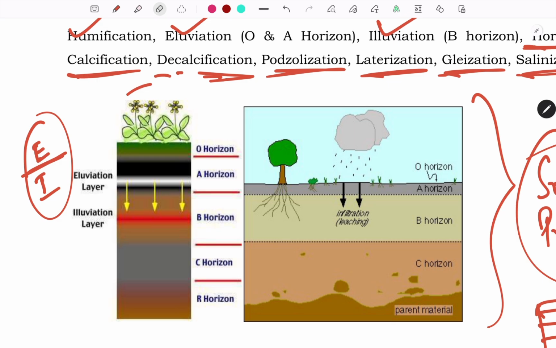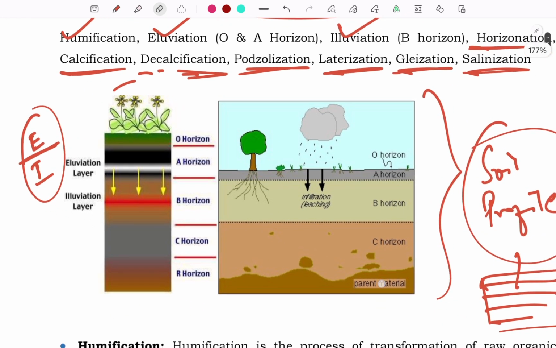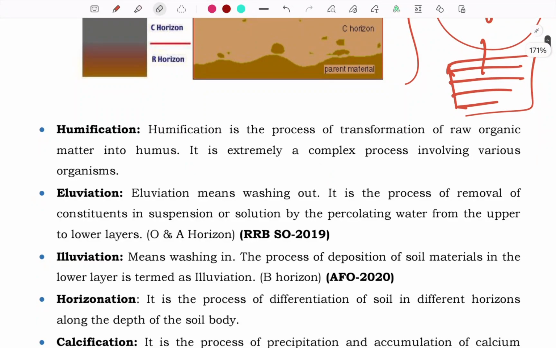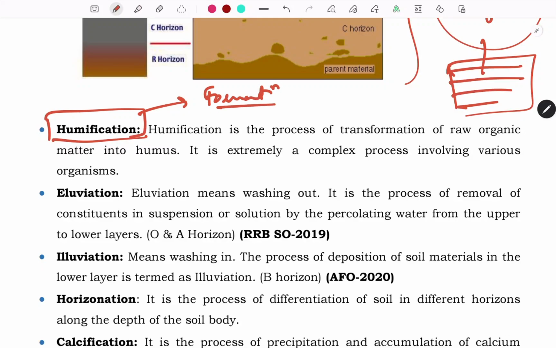Now we will see all these different terms here. The first one is humification. By the word itself, you can think there is a formation of humus. There is a formation of humus.